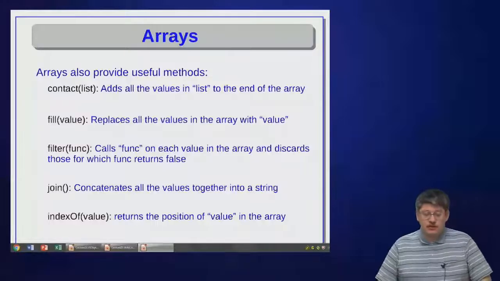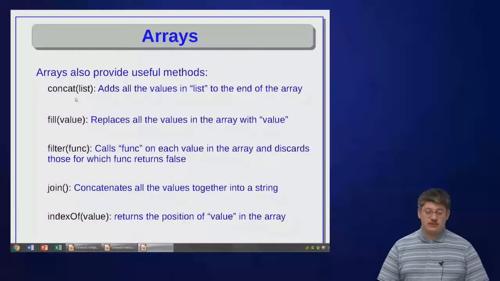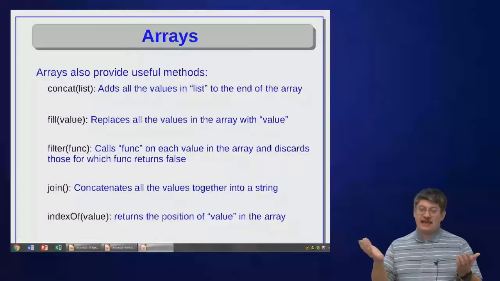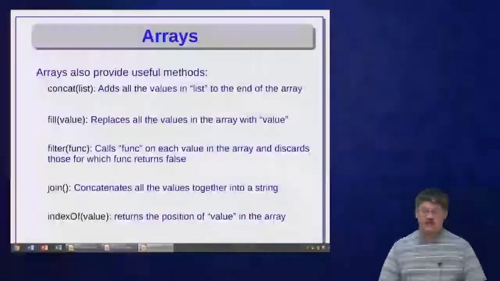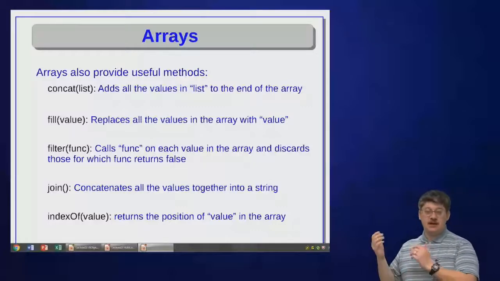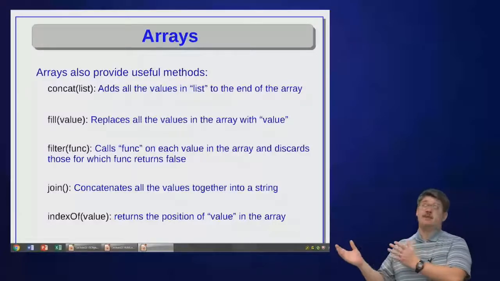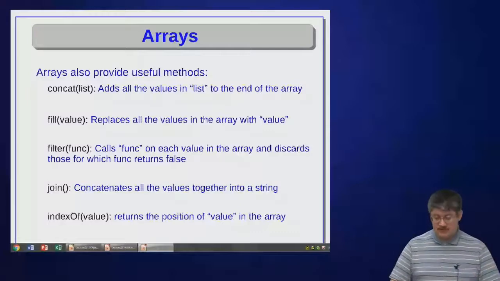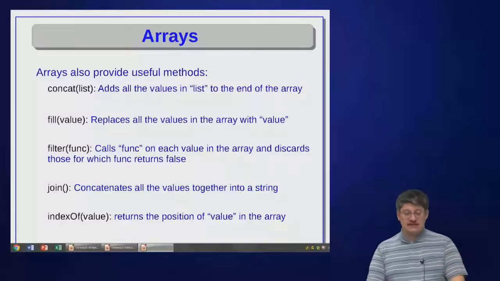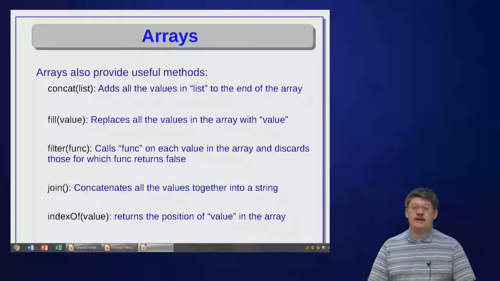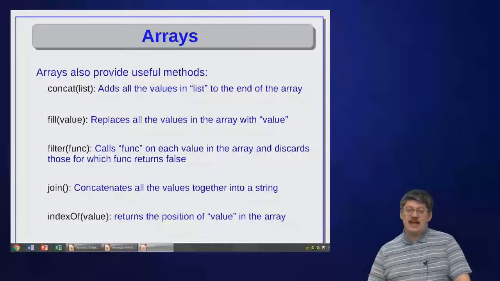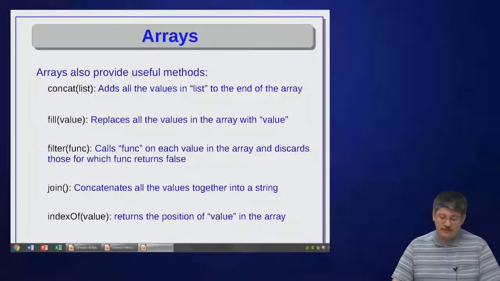Arrays provide a bunch of other useful methods. For example, I can use concat and then another list to take one array and tack it onto the end of the first array. So I could say list.concat(list2), and that would take all of my strings and add, or my numbers, I guess, and add them to my first list. Fill is a function that takes a value, and it replaces all of the values that are already in the array with that value. So if I fill with 5, no matter how many things I have, they're all going to turn to 5 when I fill.